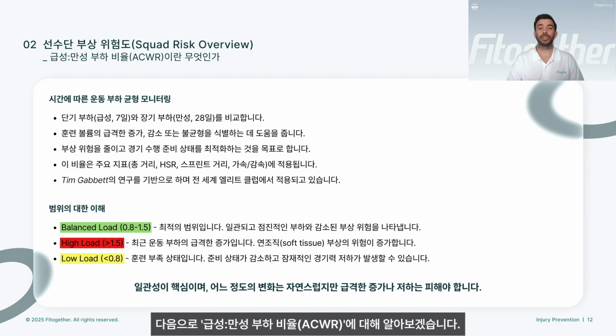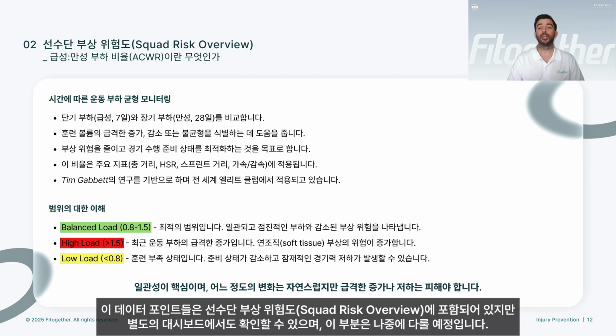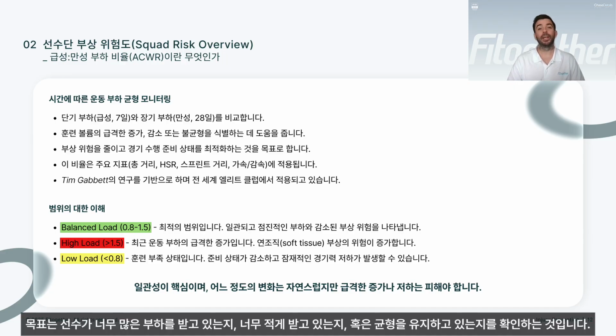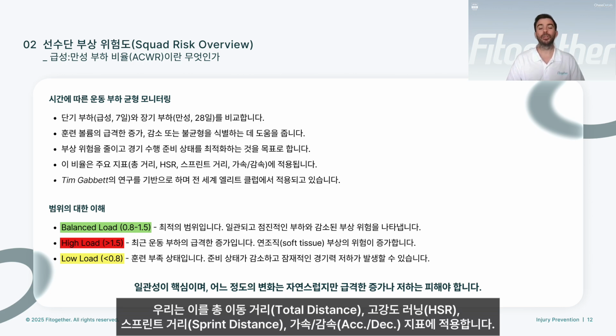Next, we will concentrate on the acute chronic workload ratio, or ACWR. These data points are in the squad risk overview, but also in its own dashboard, which we will cover later on. ACWR is one of the most common tools used in load monitoring. It compares a player's recent workload, the last 7 days, against their longer-term average over 28 days. The goal is to identify whether they're working too much, too little, or maintaining a healthy balance. We apply this across metrics like total distance, high-speed running, sprint distance, and accelerations or decelerations.